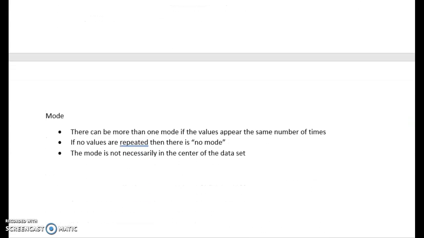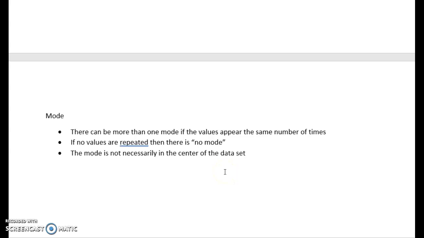All right, finally, the mode. There could be more than one mode. Like I said, if the values appear the same number of times, we could have 2 modes, which would make it bimodal, or more, which would make it multimodal. But if there are no values repeated at all, then we say that there is no mode. Remember, we don't put 0, we say no mode. What's also important is that the mode is not necessarily in the center. The mode can be the smallest value. It just has to be repeated the most often.